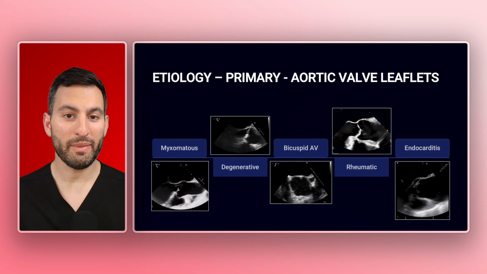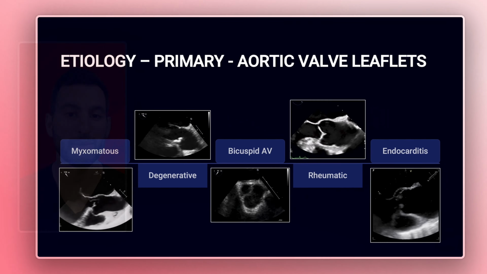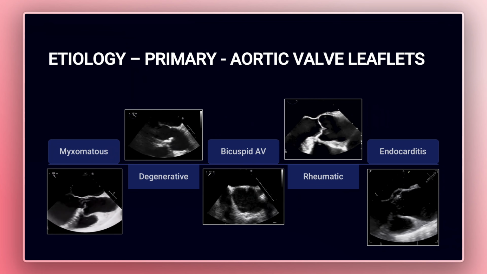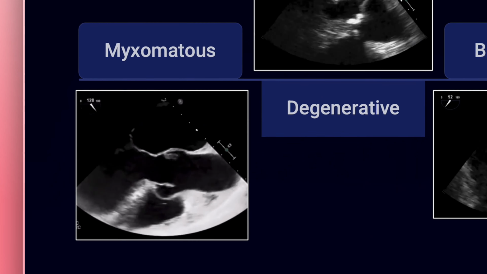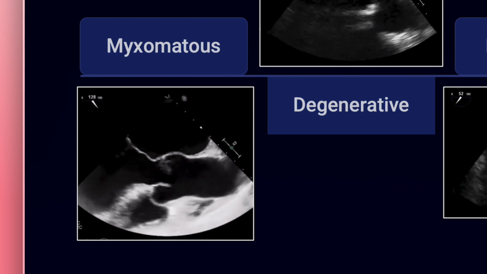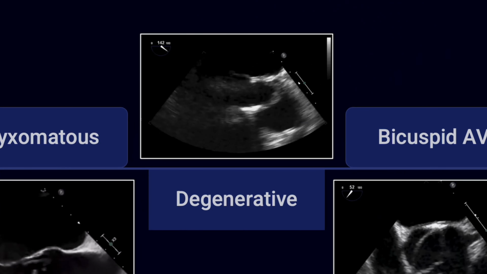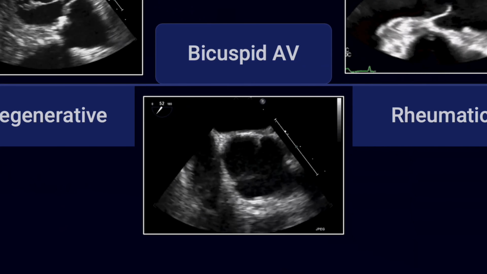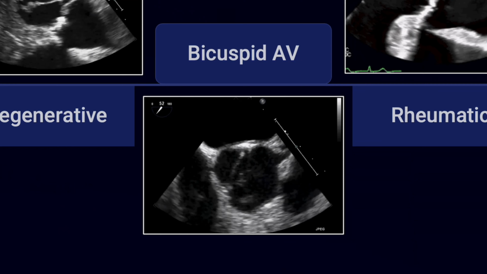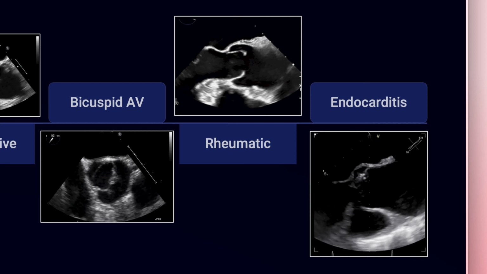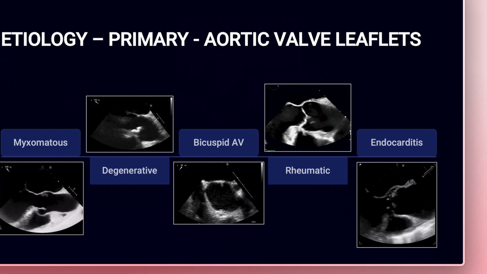When looking at primary aortic regurgitation, where you have problems with the aortic valve leaflets themselves, there are several types that may occur. Some of the more common ones include myxomatous etiology, where you have excess or floppy leaflet tissue, degenerative etiology, where you could have calcified or restricted leaflets, bicuspid aortic valve with an abnormal number of cusps, rheumatic disease, and also endocarditis, where you have harm to the leaflets themselves.